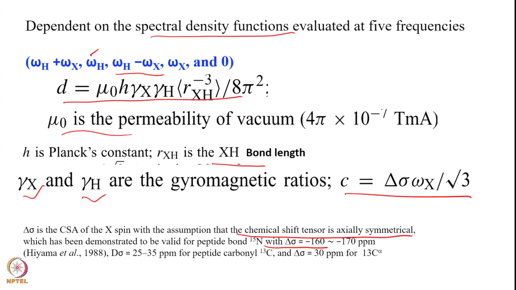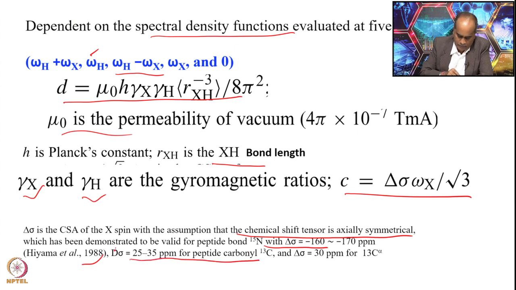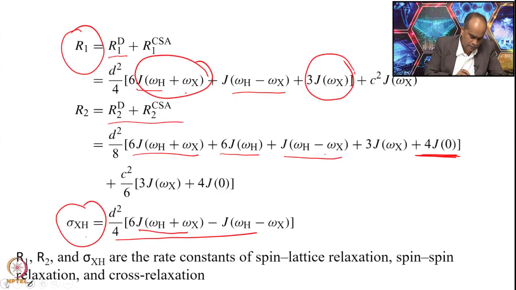For N15, this chemical shift anisotropy is about 170 ppm. For carbonyl, delta sigma is about 35 ppm, and for C alpha it is about 30 ppm. So these are various constants that can be plugged in here to find out their contribution to the different relaxation rates.